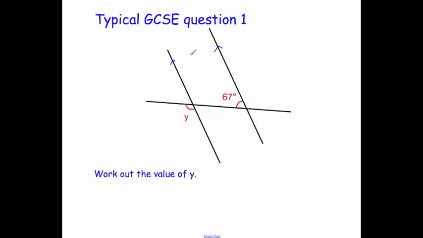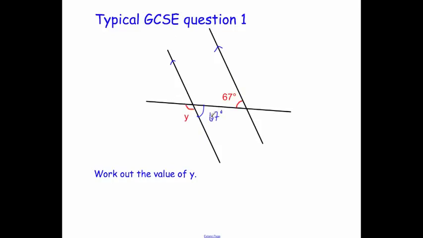Okay, now let's have a look at a typical GCSE question. This typical GCSE question has said, work out the value of y. So we've got two parallel lines like so, and we've got the transversal going horizontally this time. So we've got the 67 here, and I've noticed that the 67 and this angle are alternate to each other. You can sort of see the Z shape there. So that means that this would have to be 67 as well.